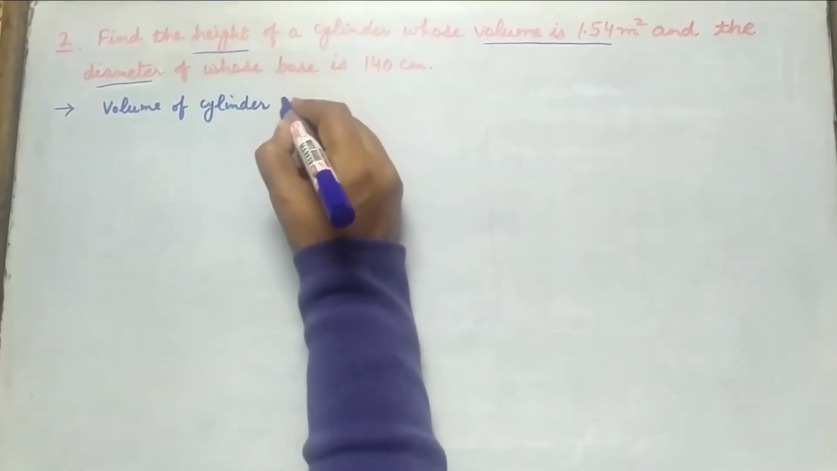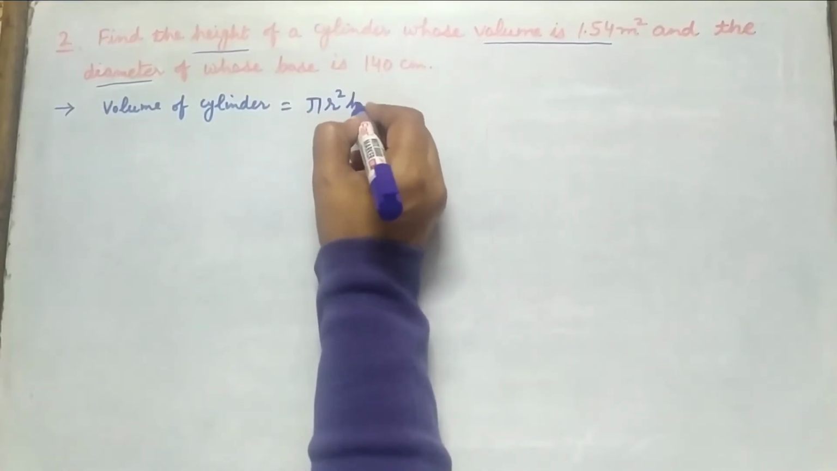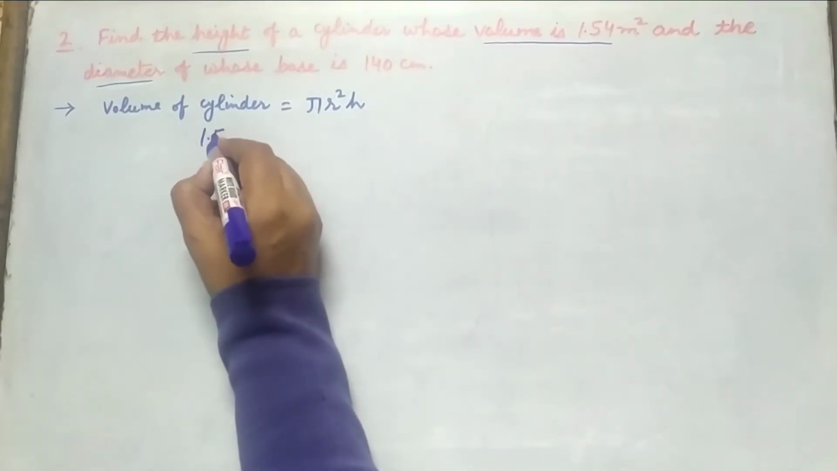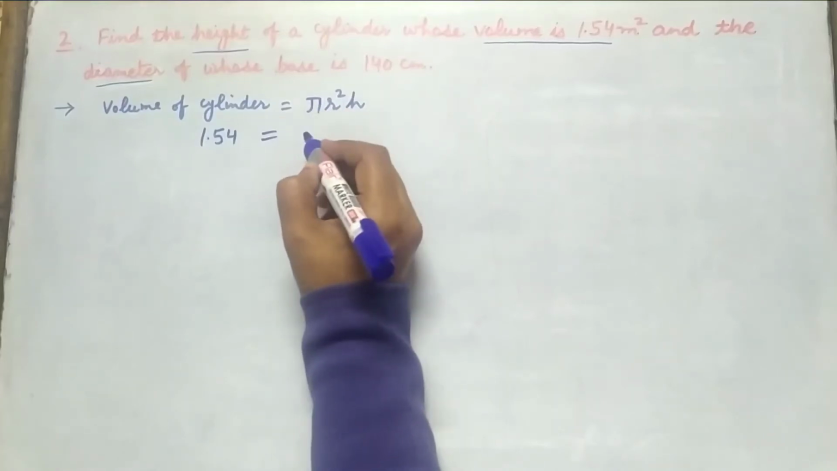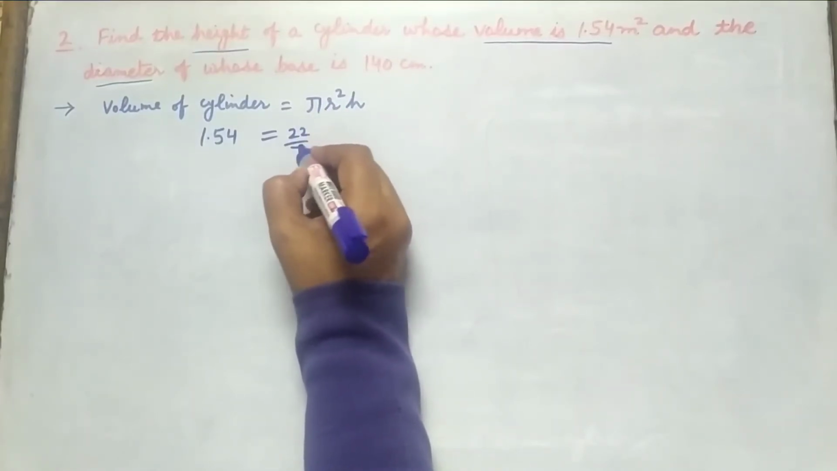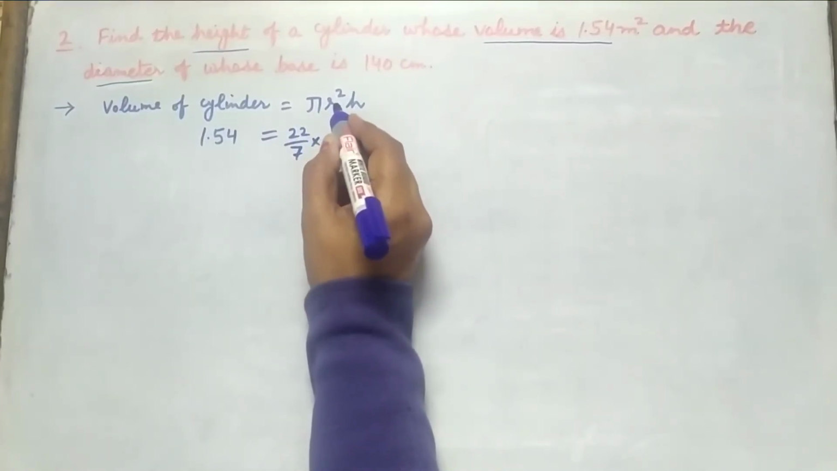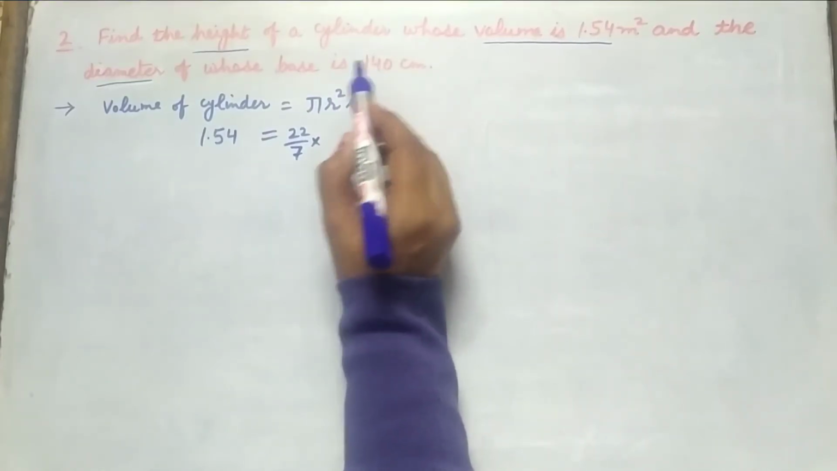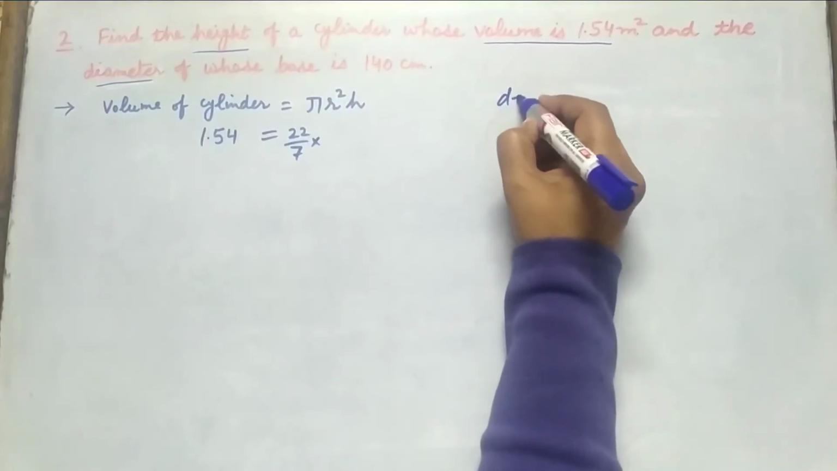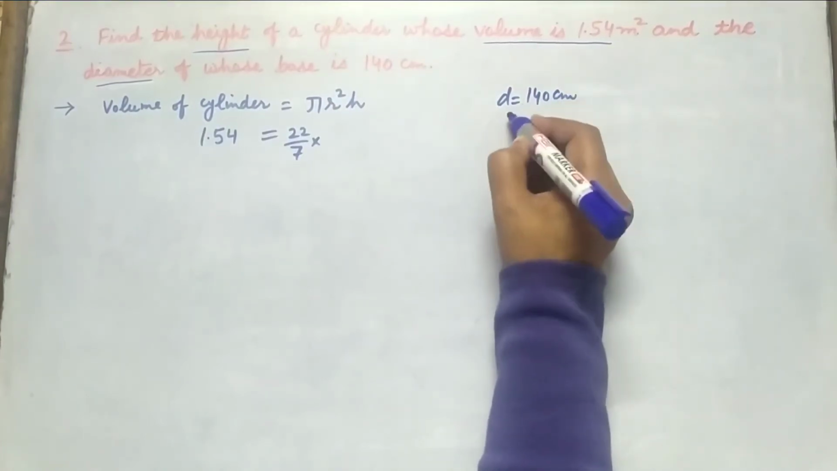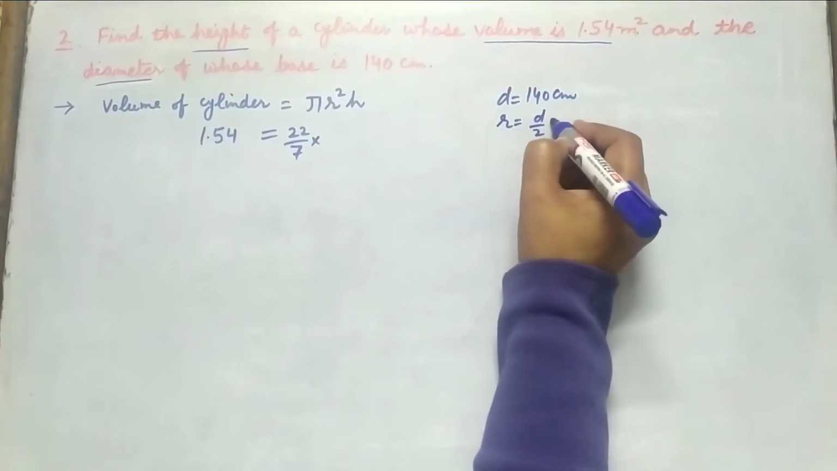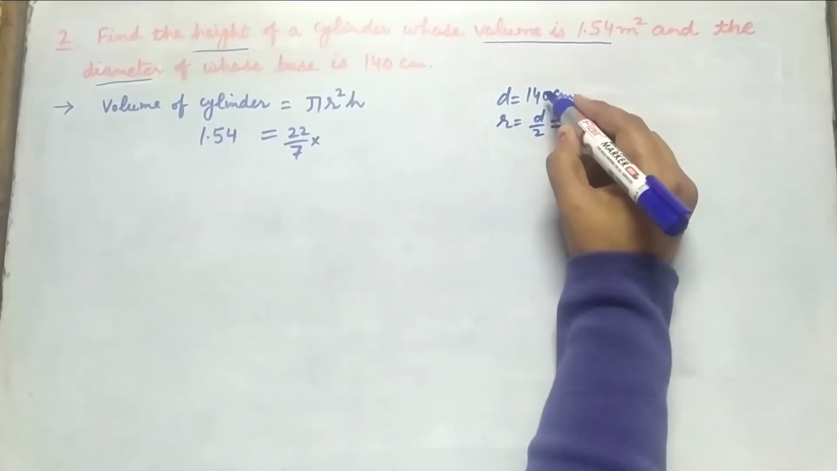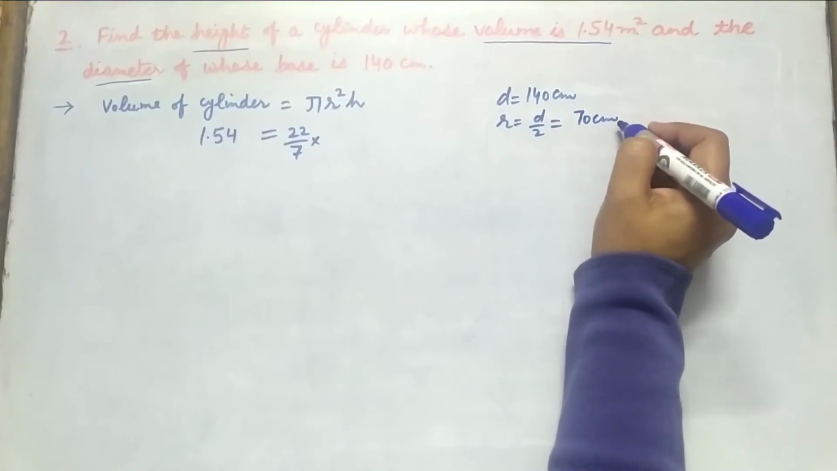It has the formula pi r square h. Here the volume given to us is 1.54, which is equal to pi, which has the value 22/7, into r. Where is r? It is hidden over here. Diameter is 140 centimeter. From here radius will be half of diameter, that is 70 centimeter. Half of 140, 70 centimeter.